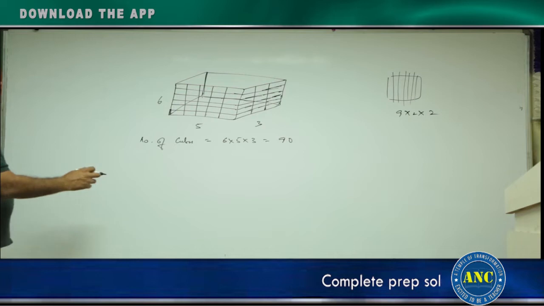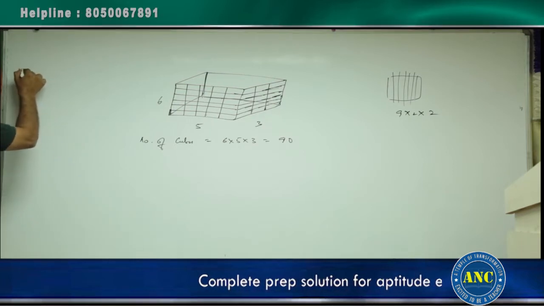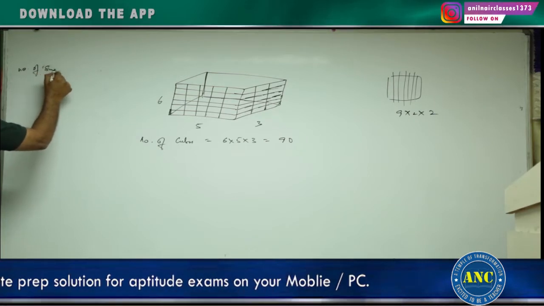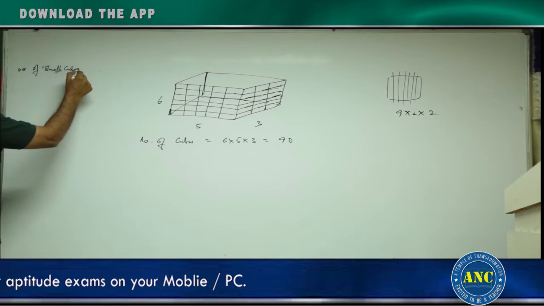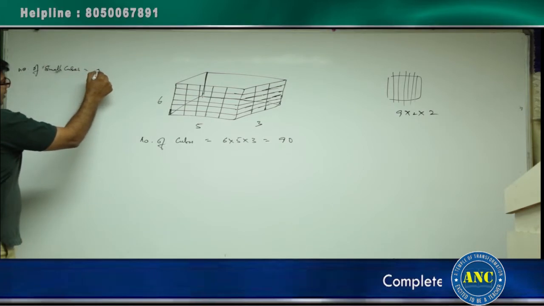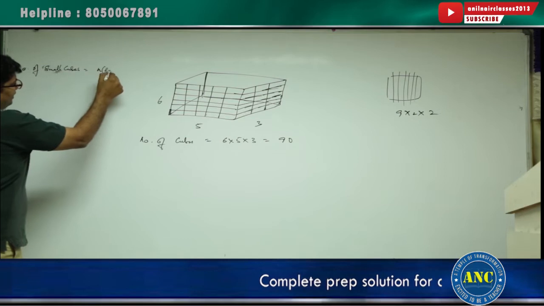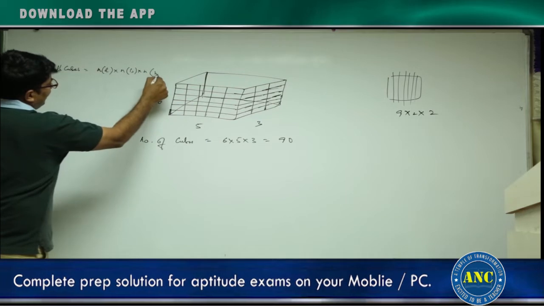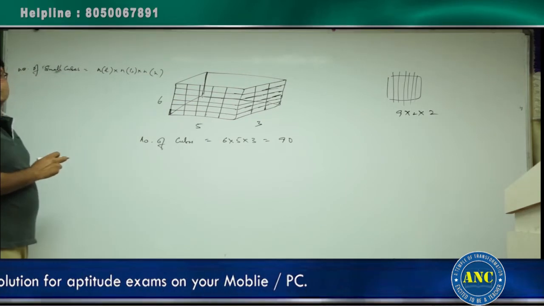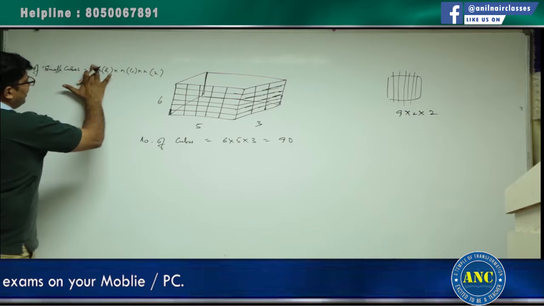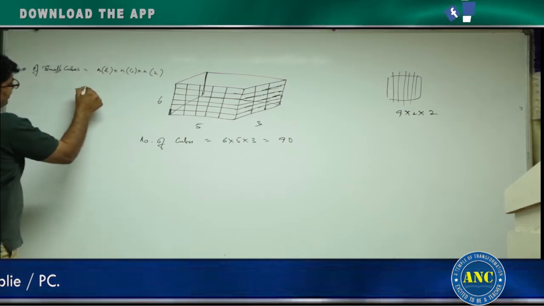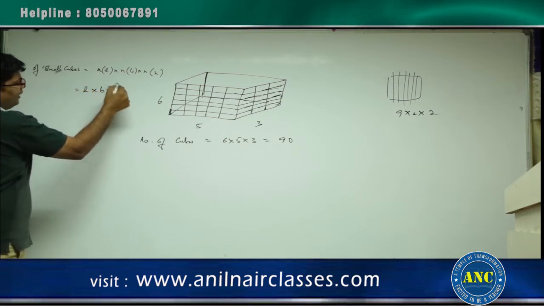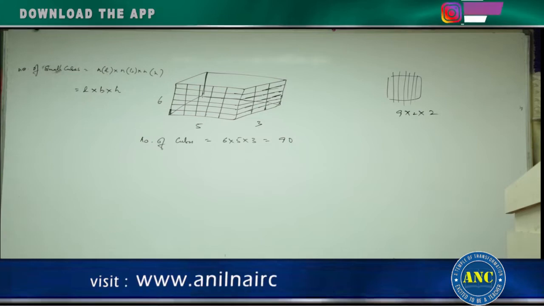So now, in general, for any question on the number of small cubes, if you want to learn it that way, the number of small cubes will be the number of cubes on the length multiplied with the number of cubes on the breadth and the number of cubes on the height. Right? Yes or no? Yes. So in general, let me take it as n of L into breadth into height will give you the total number of cubes.